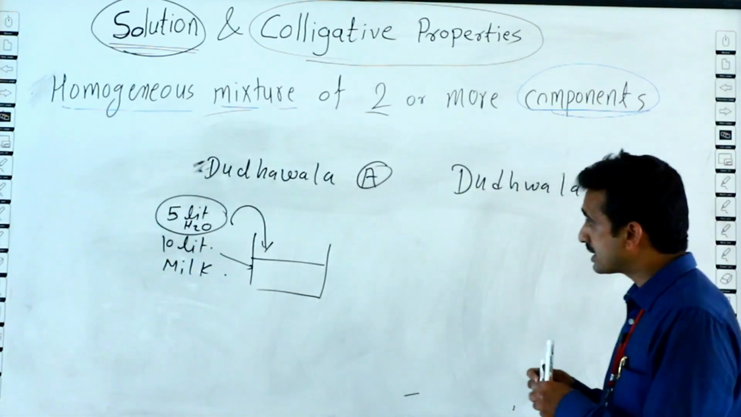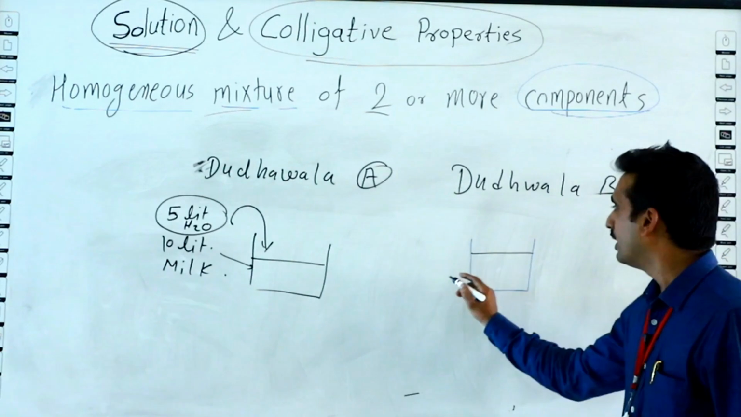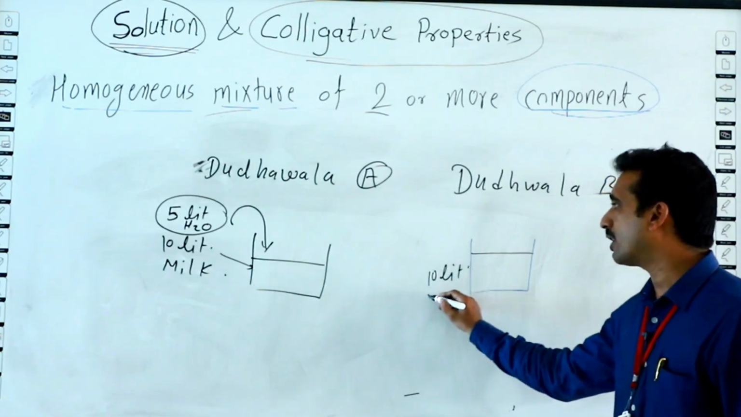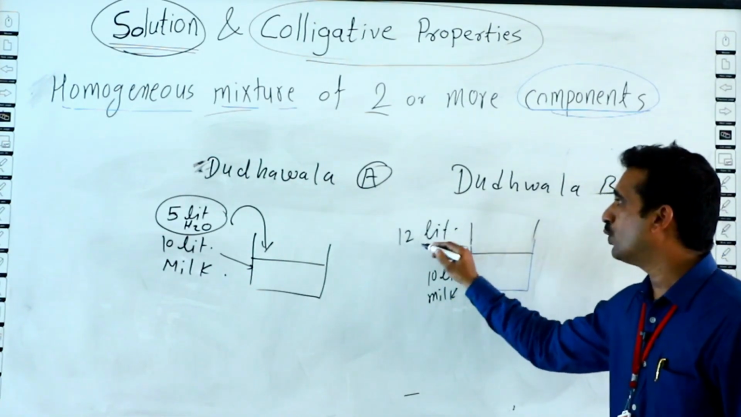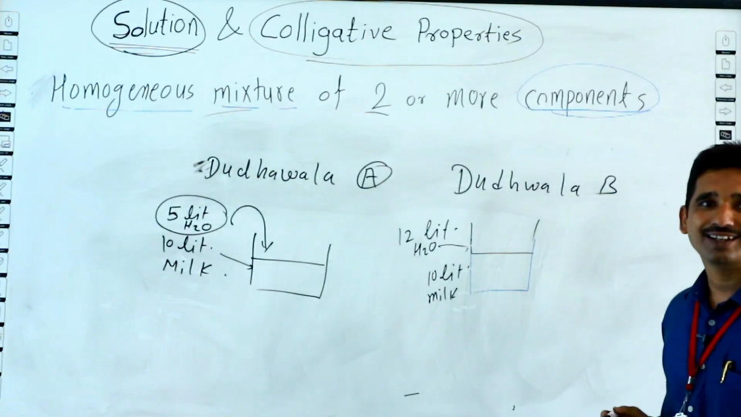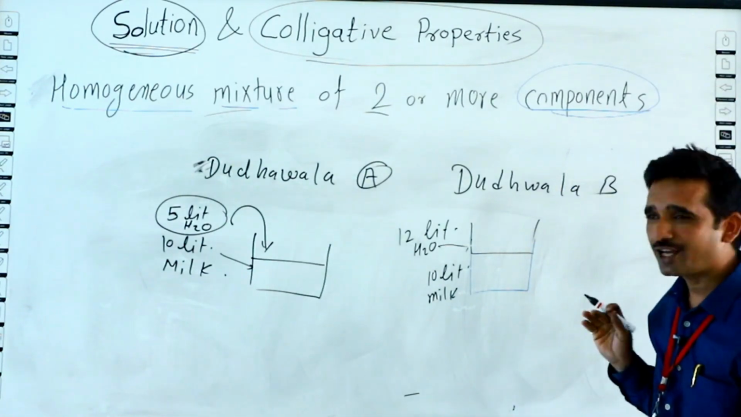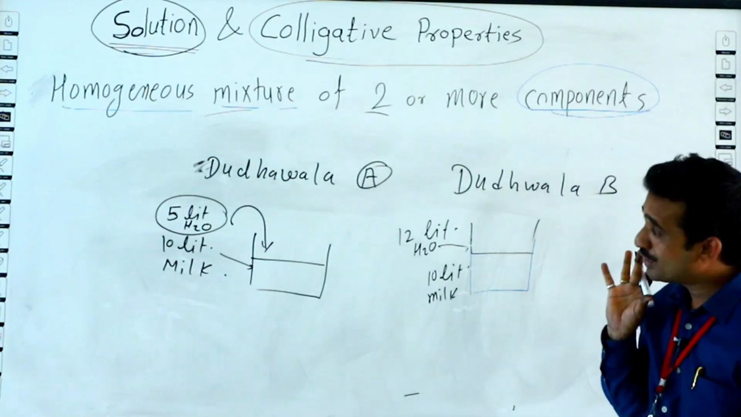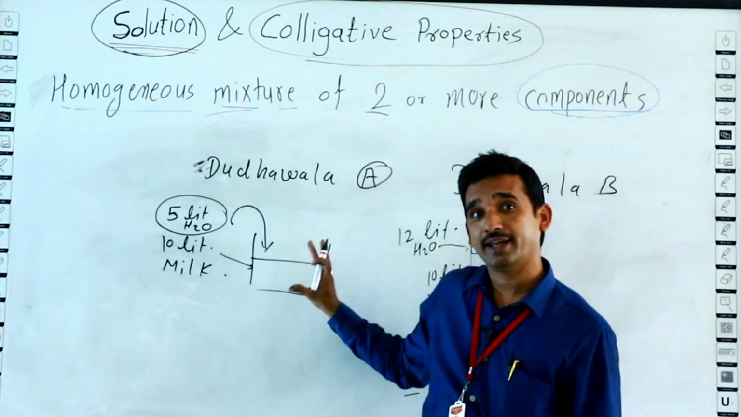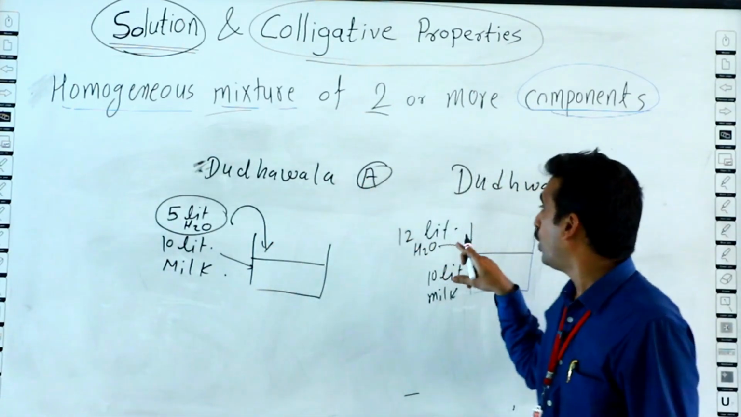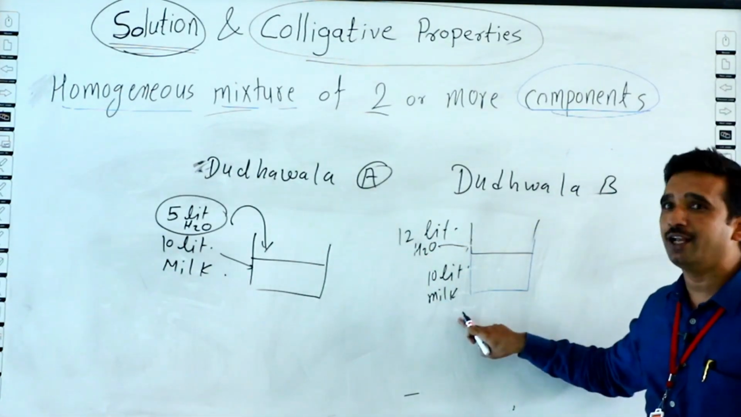Then the second दूध वाला Mr. B has 10 liter milk plus 12 liter of water. स्टोरी चल रही है, बाद में क्या होगा we are not discussing, we are not concerned about this. So here 10 लीटर मिल्क में 5 लीटर वाटर ऐड कर रहा है दूध वाला नंबर 1, और B 12 लीटर वाटर ऐड कर रहा है 10 लीटर मिल्क में.